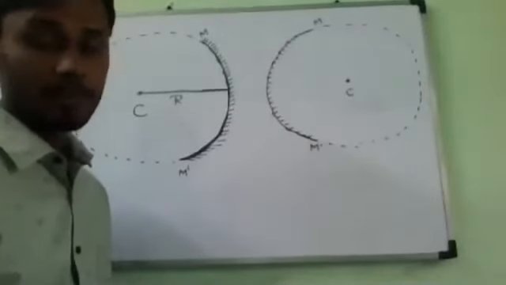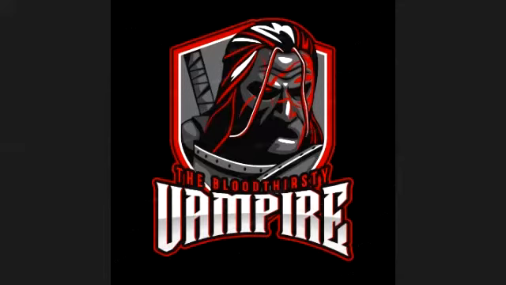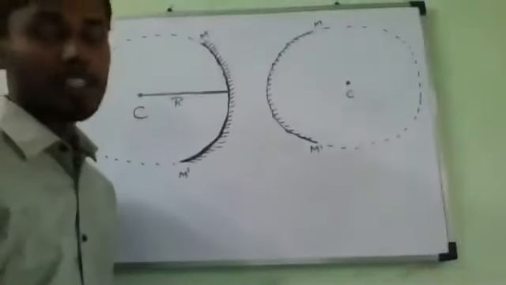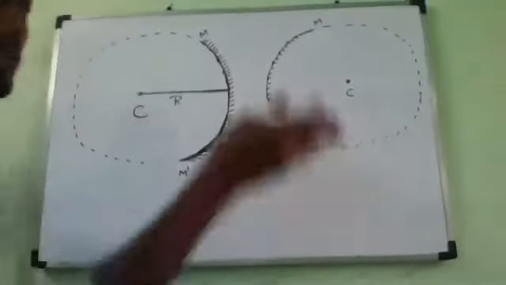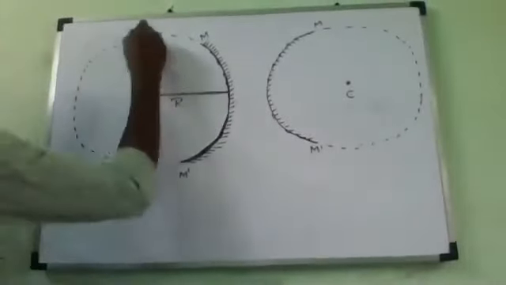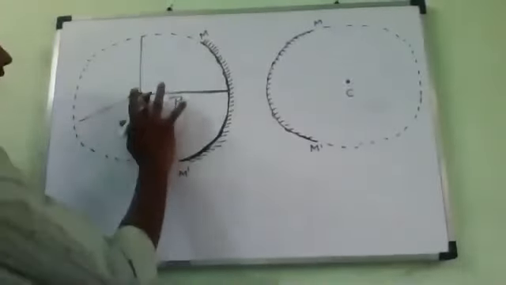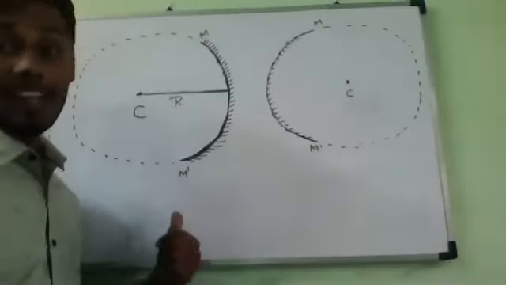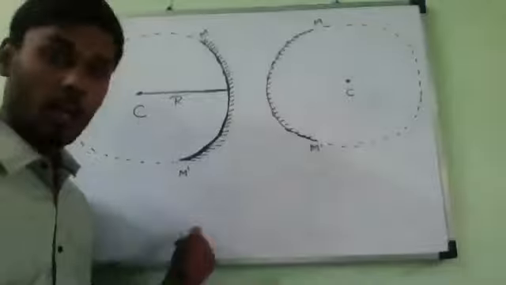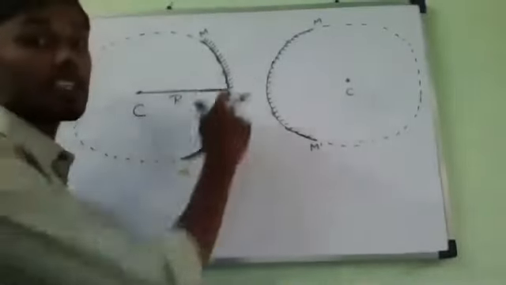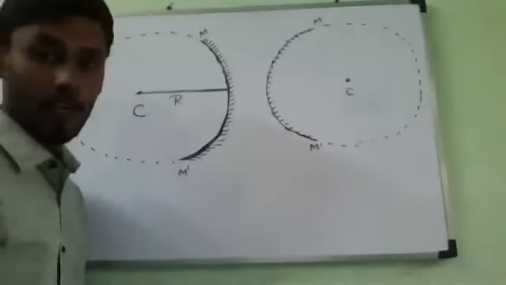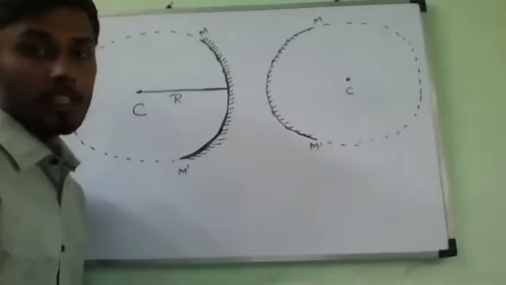Clear? Any doubt? See, if you take a hollow sphere, it has some radius. What is the radius? From the center to the boundary line. Whatever you draw like this, that is the radius. This is radius, this is radius. So the radius of this hollow sphere is only the radius of curvature of this spherical mirror. Understand?